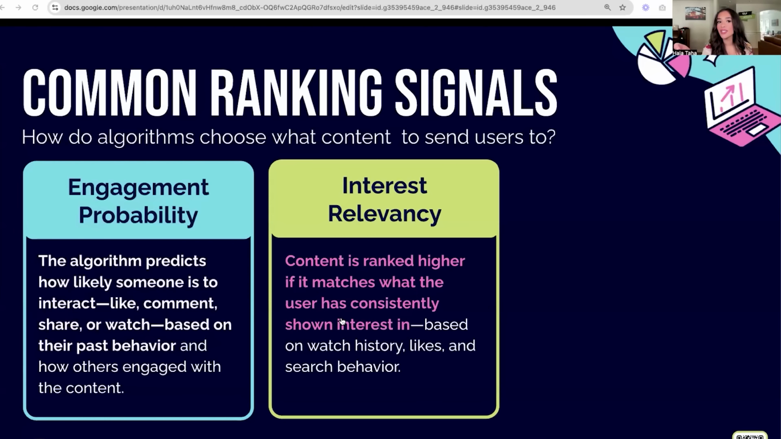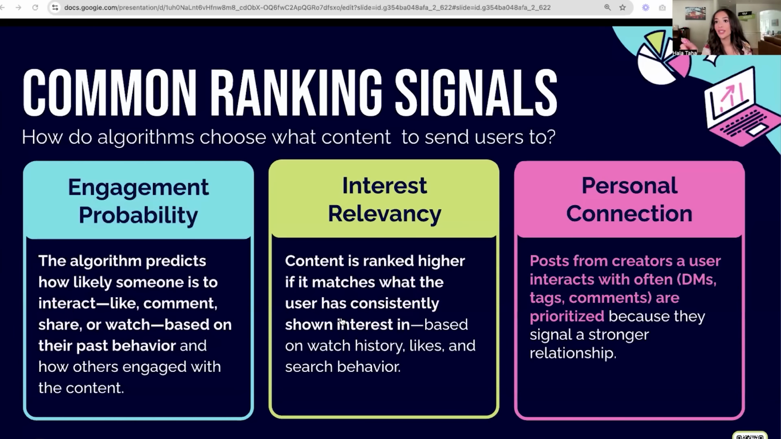Next is interest relevancy. This is based on your topic. So the algorithm is going to match users with people who are interested in that topic based on their historical behavior, the past posts they liked, liking previous similar content creators, and so on.